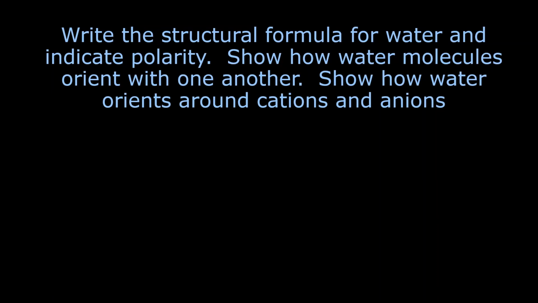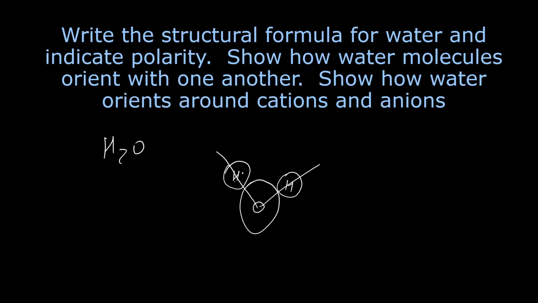Write the structural formula for water. Okay, H2O. Got that done. And indicate polarity. All right, remember we had a big O, and we had the two little H's out like this, and the molecule was bent at an angle like that, right? Because this giant electronegative oxygen was pulling so hard on those electrons that it bent the molecule in space.